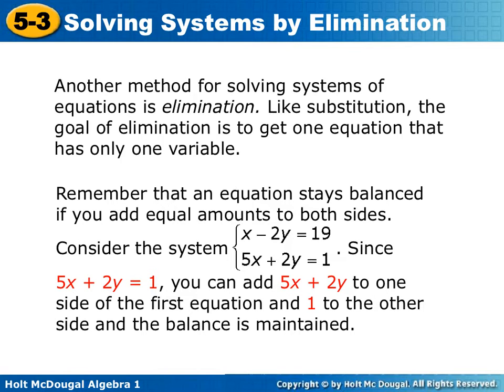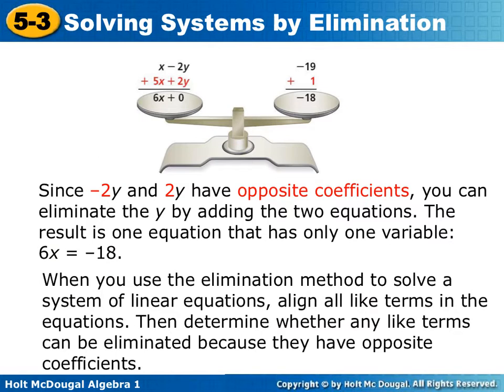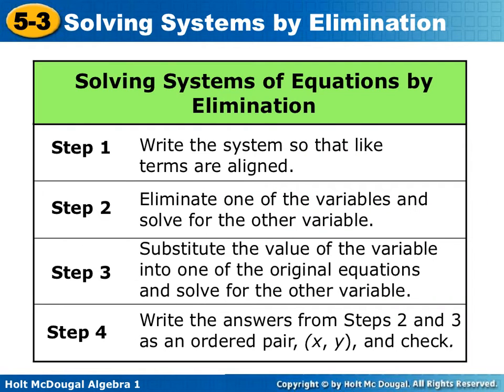So now remember that an equation is going to stay balanced as long as you do the same thing to both sides. So as long as you add the same number to both sides or subtract, it still stays balanced. So for example, we can multiply our equations by the same number. As long as we multiply all three parts, it's not really changing the equation. So these are the steps, and as we do some examples, you'll understand them.